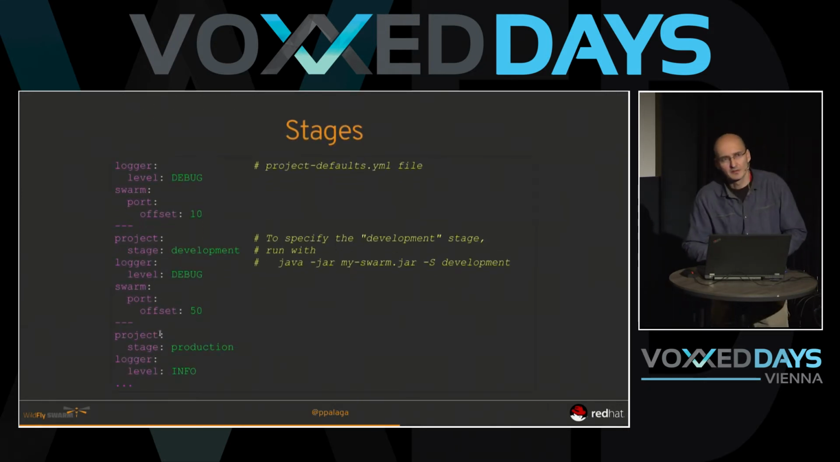When we work with continuous integration and delivery, there's a concept of stages. Each project goes over stages from development through tests and whatever other stages you decide to have to production. These stages may require slightly different settings, and this project defaults YAML file is there for you on one hand to provide the defaults and on the other hand to provide different values for the individual stages. To specify a specific stage, you will run with minus s.